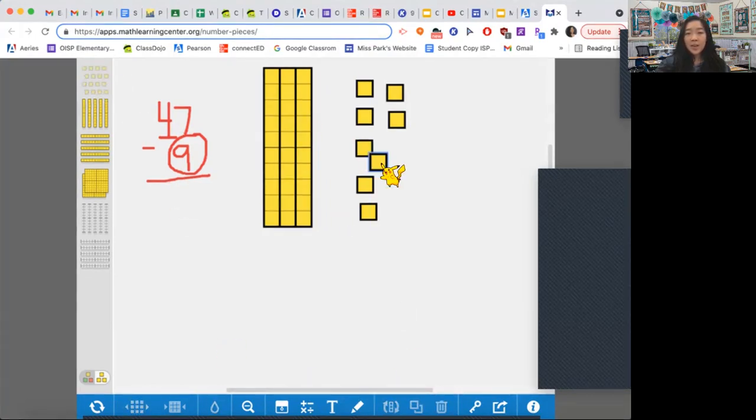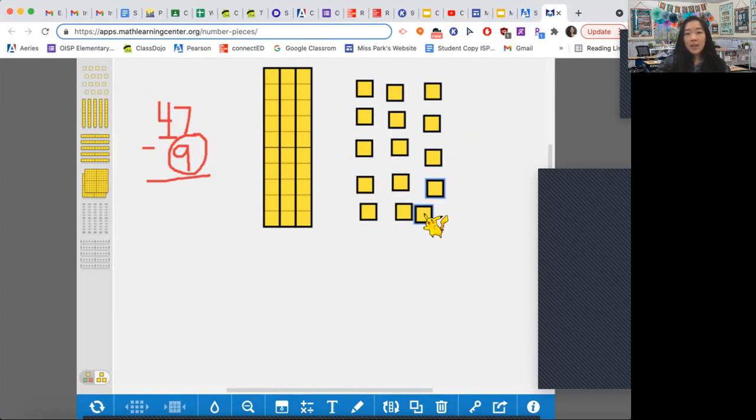So I'm going to break it apart and then now he's going to become 10. So 1, 2, 3, 4, 5, 6, 7, 8, 9, 10. So let's see. We added a 10 to the 7. So now we have 10 plus 7. What is 10 plus 7 equal? How many do we have now? 1, 2, 3, 4, 5, 6, 7, 8, 9, 10, 11, 12, 13, 14, 15, 16, 17.